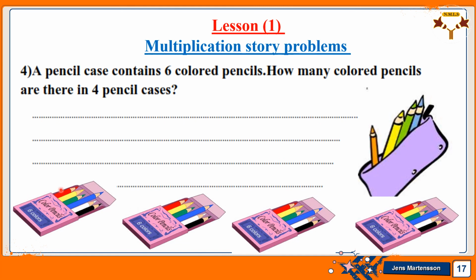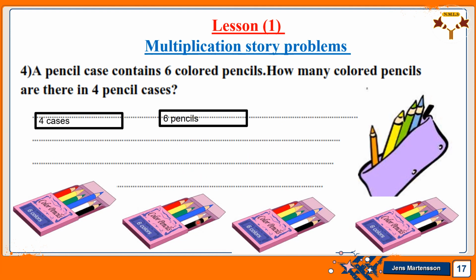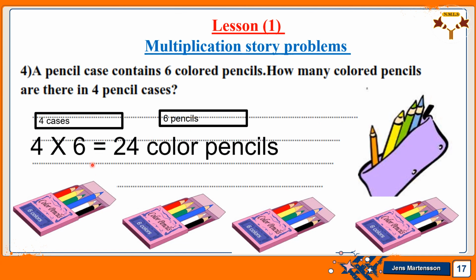So we have 4 cases, and we have in each case 6 pencils. Can we write it as a multiplication equation? Yes, we have here 4 groups of what? In each group how many pencils? We said before 6 pencils. So we will write 4 times 6 equal 24 colored pencils.